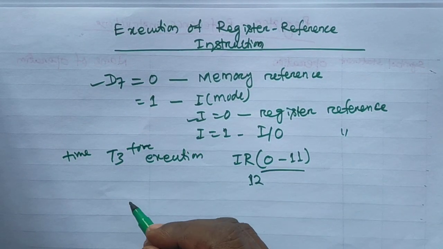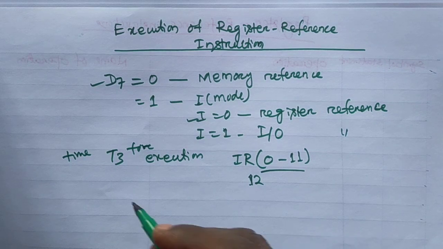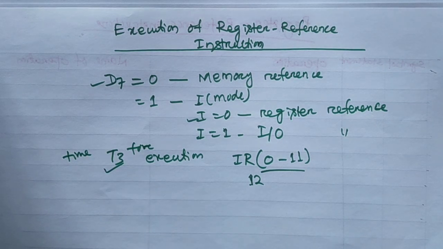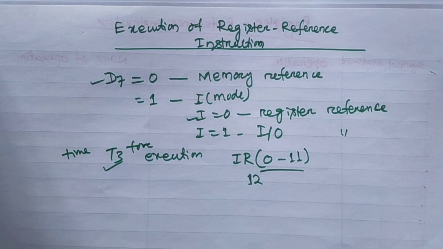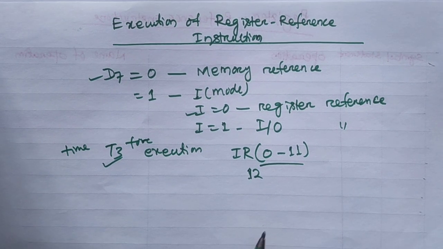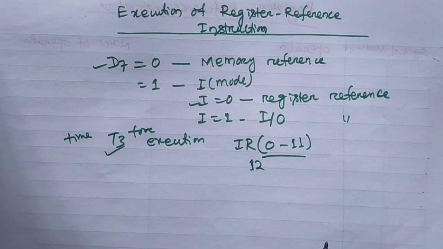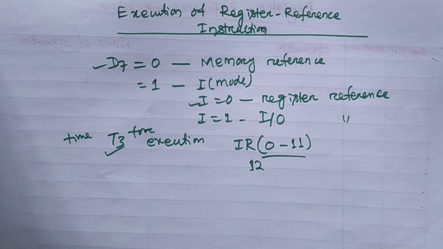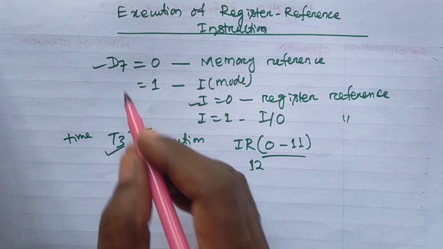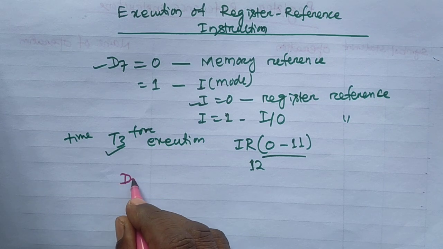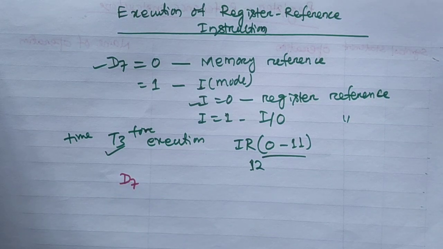Again, when I execute that register reference, then again at what time? T3 time we will consider. Now we will start: what is the statement, how to design the statement. Very simple way I will tell you, you also analyze accordingly. Now see, since it depends on D7, first we write D7. Okay, D7, it depends on D7.